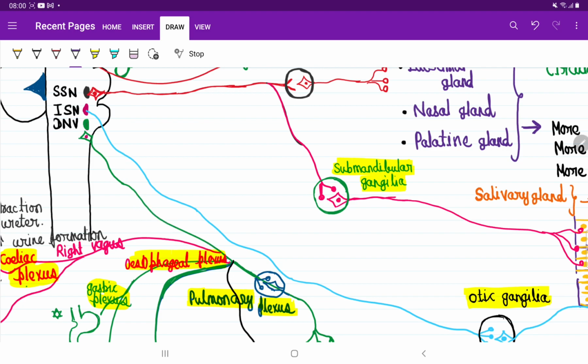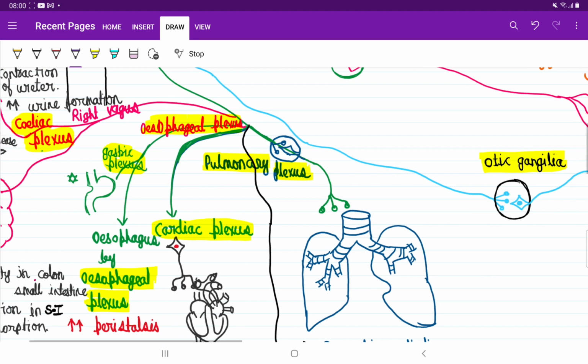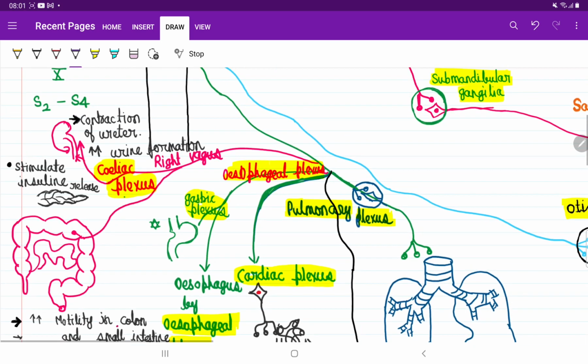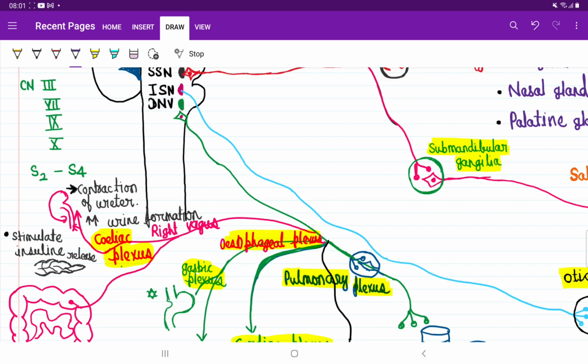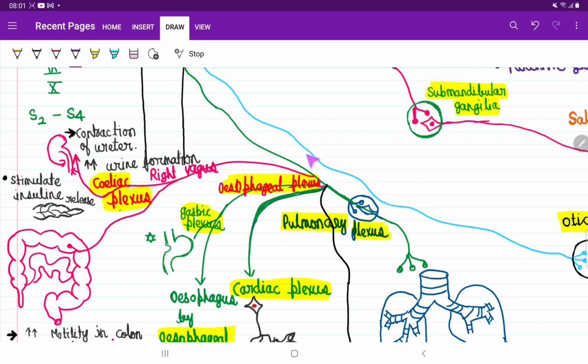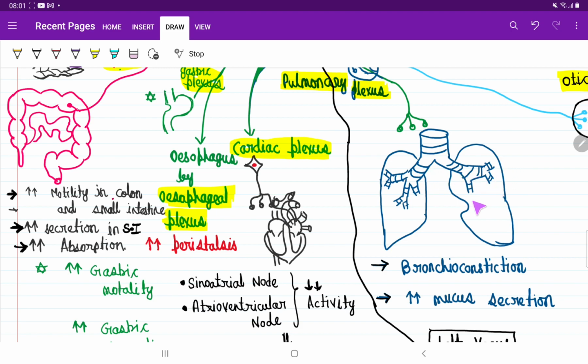And then the 10th cranial nerve. This 10th cranial nerve is the super nerve, the vagus nerve. It starts from the dorsal nucleus of the vagus, and it supplies our respiratory tract, heart, digestive system, and even the kidneys. Fine, let's see how. Most of the supply in the abdominal region will be by this vagus nerve only.